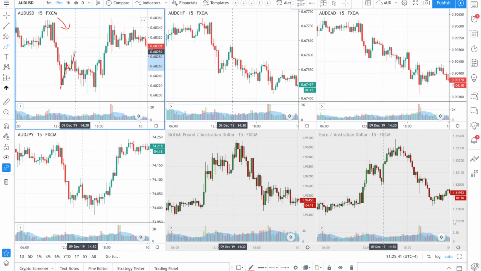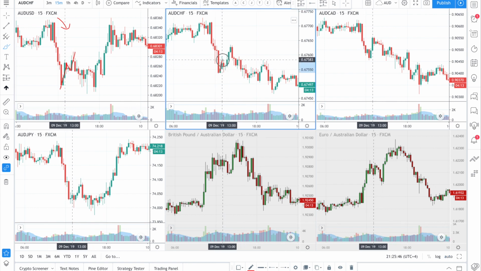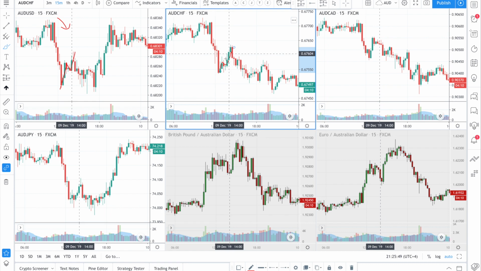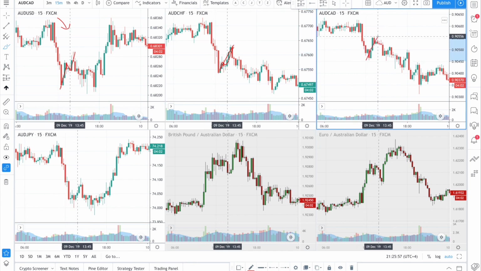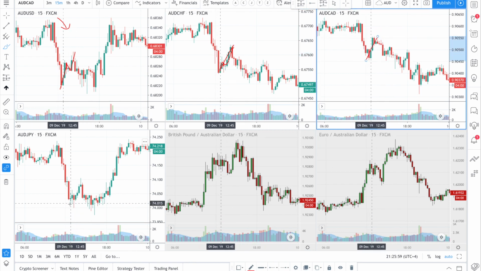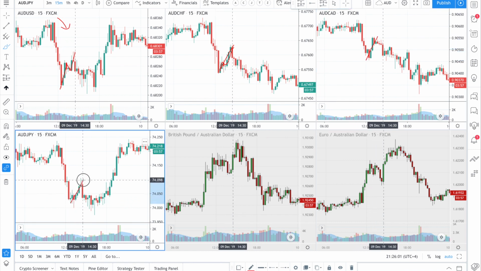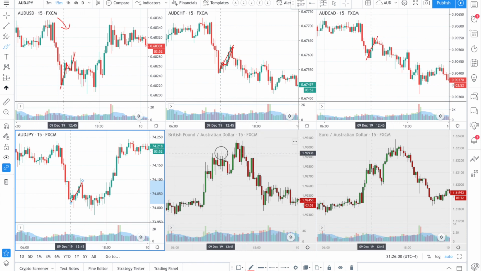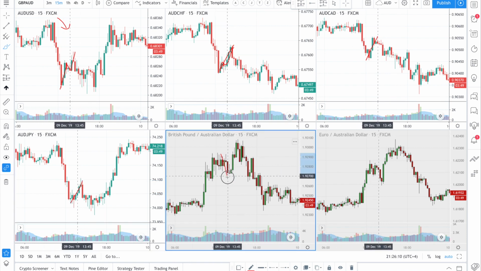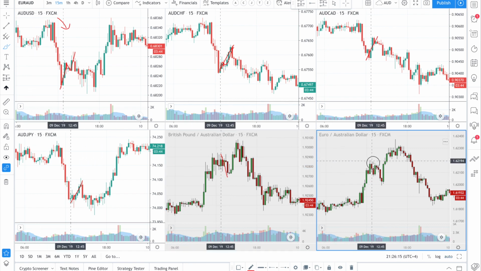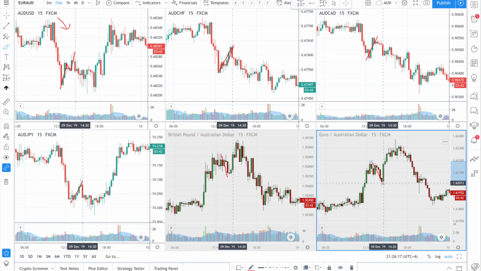Now look at the same area on Aussie Swiss franc. He just goes a little bit and keeps going. It's as if this is all one piece. Look at the next one, Aussie CAD, same area, all one piece. Look at the next one, Aussie yen, same area, all one piece. If I do it here on pound Aussie, it's inverse, it's going the other way, all one piece. And Euro Aussie seems to be all one piece here as well. So you can see the complications here.